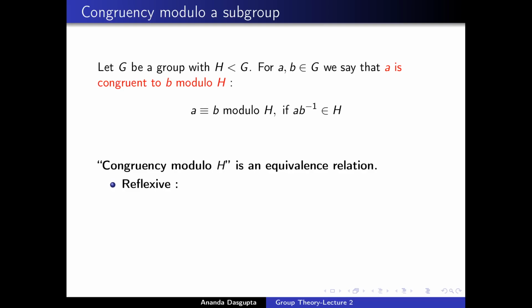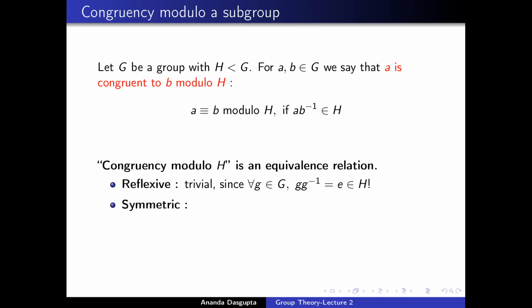Reflexivity. Okay, is this relation reflexive? That of course means that every element of the group is related to itself. Is that true? Well, if you take any element small g of capital G, then g g inverse is identity, and the identity of course has to belong to the subgroup capital H. So, every element is related to itself. This relation is reflexive. What about symmetry?